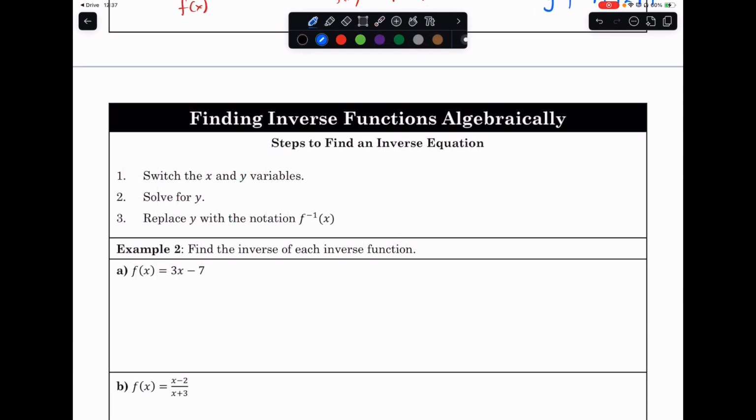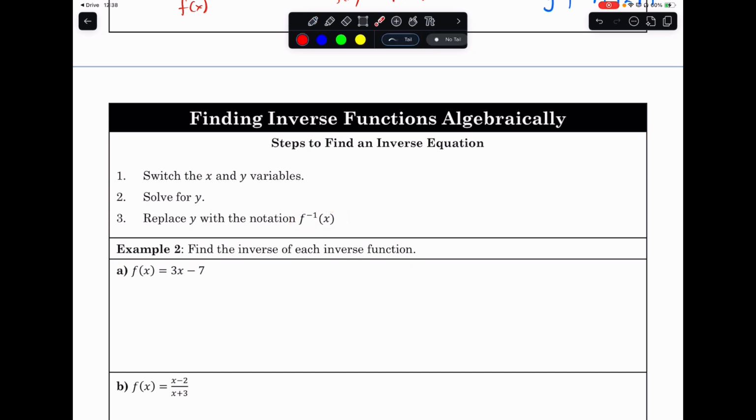Okay, let's now go over how to find the inverse of a function algebraically. Now, since the main concept is to switch the x and y values, that's what an inverse does, we're going to start by doing exactly that. We're going to switch the x and y variables in the equation. We're then going to solve this equation for y, which means getting y by itself. And if the equation is in the form of f of x, we're going to replace the y with the notation f inverse of x. We just simply use this notation right there, okay?